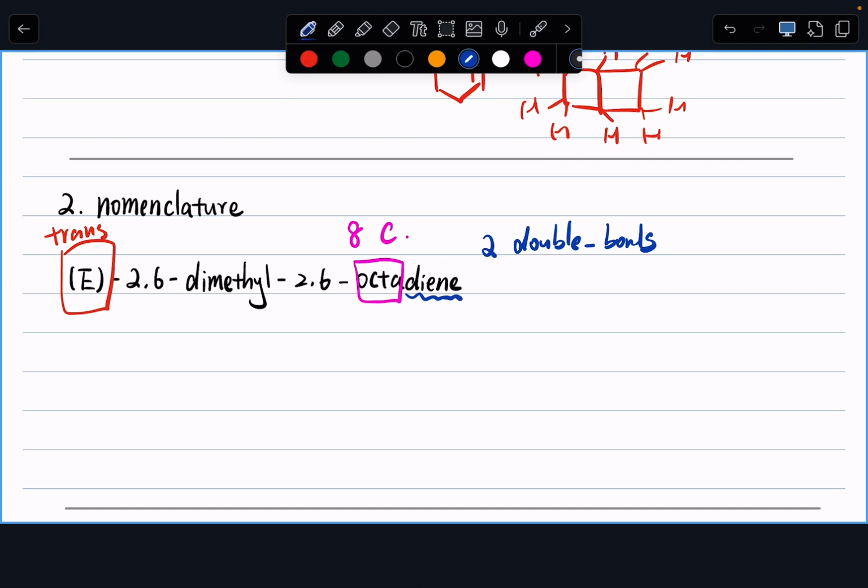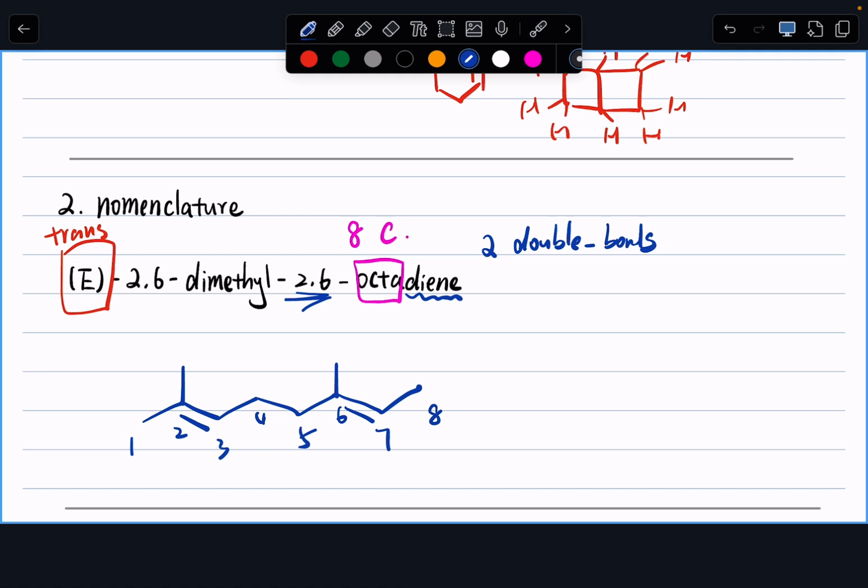All right, so let's just write the 8-carbon chain first. 1, 2, 3, 4, 5, 6, 7, 8. So my double bonds are in positions 2 and 6. So that's here, 2 and 6. And then we add the methyl groups there. So the methyl groups are in position 2 and position 6.